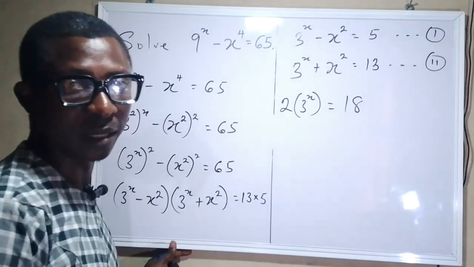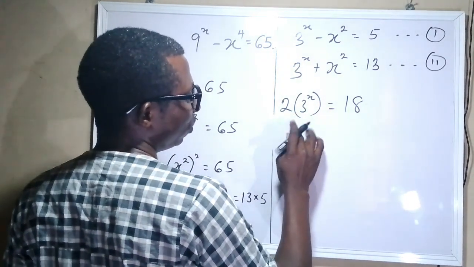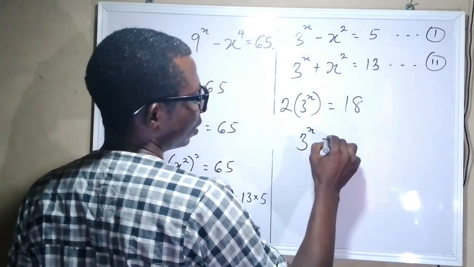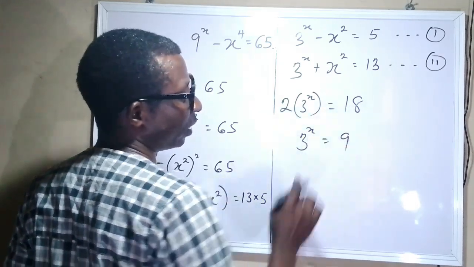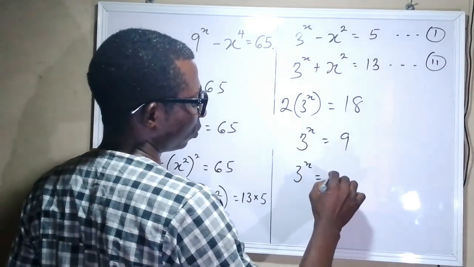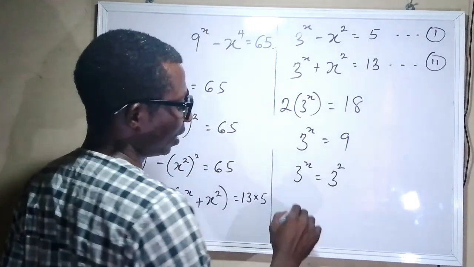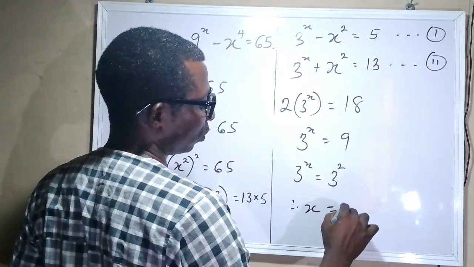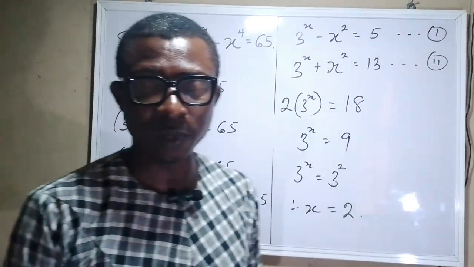So you can divide both sides by 2. When you divide this by 2, you'll be left with 3 raised to the power of x. You divide this by 2, you have 9, since 18 divided by 2 is 9. So that's going to be 3 raised to the power of x equals 3 raised to the power of 2. 3 times 3 is 9. Therefore, x equals 2. That's going to be the answer to this problem.